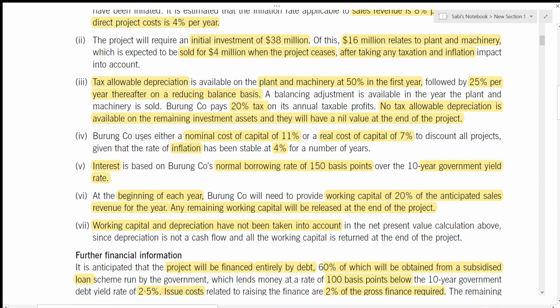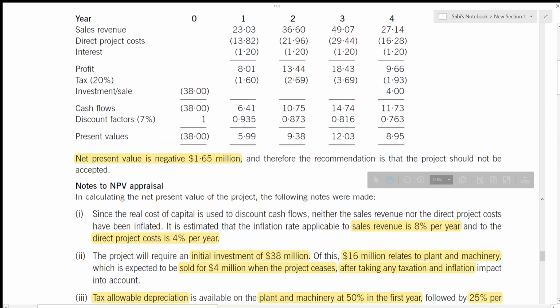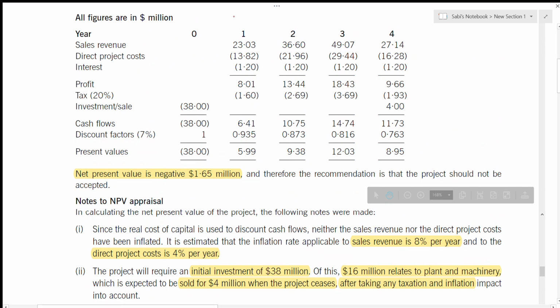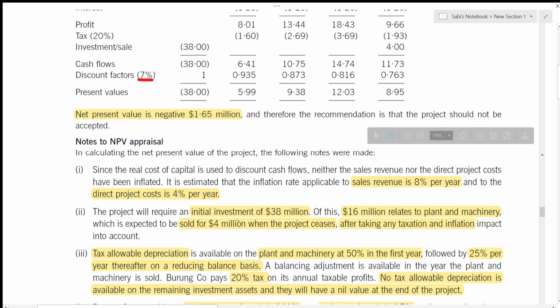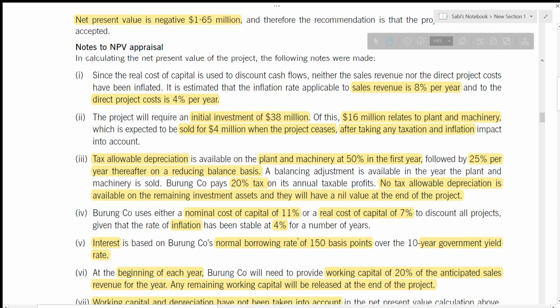Now, the borrowing company uses either a nominal cost of capital of 11% or a real cost of capital of 7%. You have seen here, let's check here. They have used the real cost of capital, 7%. Can you see here? Right? They have used 7%, but it is okay to use the nominal cost of capital or the real cost of capital to discount all projects, given that the rate of inflation has been stable at 4% for a number of years.